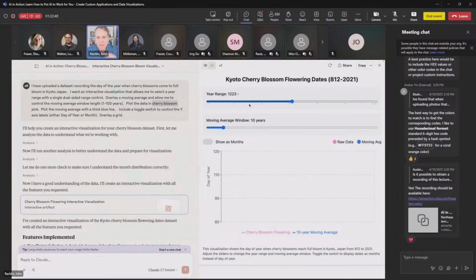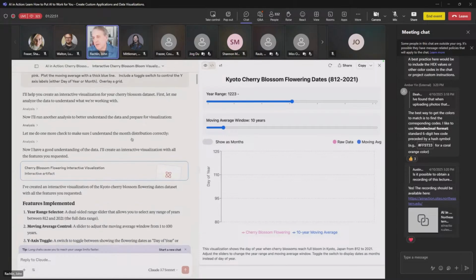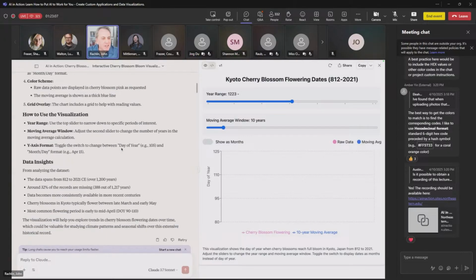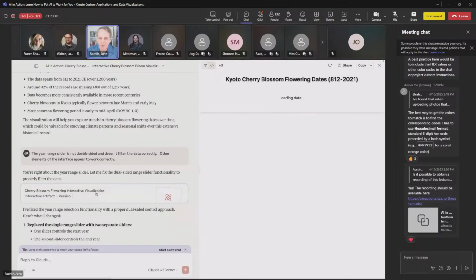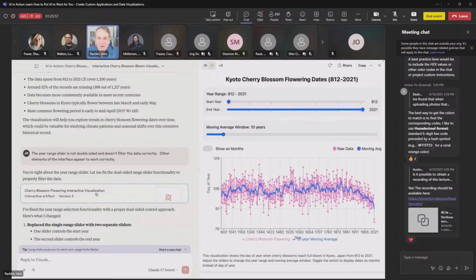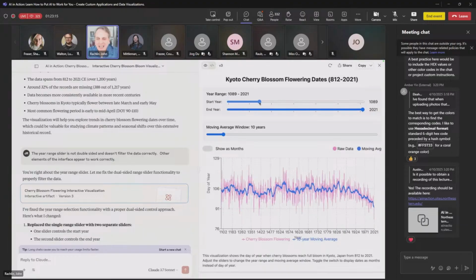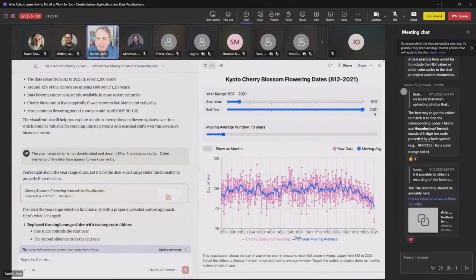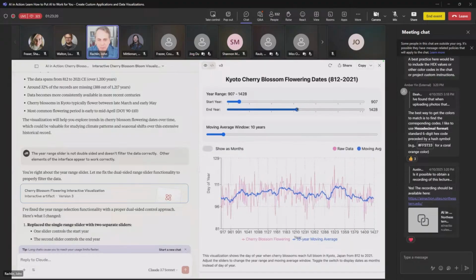And we begin to ask Claude to make some aesthetic improvements, to fix the toggle switches, to fix the axis labels, and so on, to remove the line connections. And then ultimately, let's see what happened here. So with version 3, we made definitely some improvements. Now, at least the sliders are working, and we can specify a range of dates. We still have our moving average being controlled by a nice little slider.